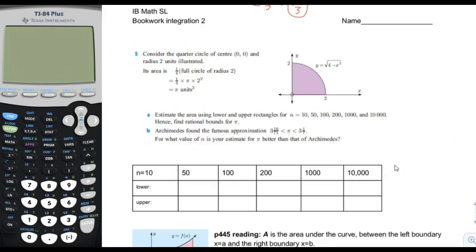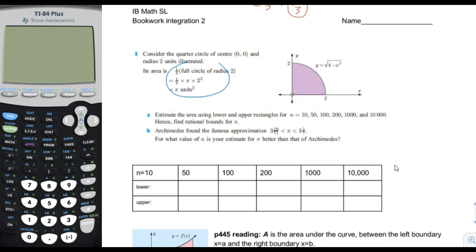Okay, here we are on page 2, and we're going to have another problem where we're going to use upper and lower rectangles to calculate the area of a shape. And it just so happens that calculating the area of the shape is actually calculating an approximation of pi, because if you have a radius 2 circle and you take a quarter of it, that happens to be equal to pi. Okay, here's the calculation to show that it should be equal to pi.